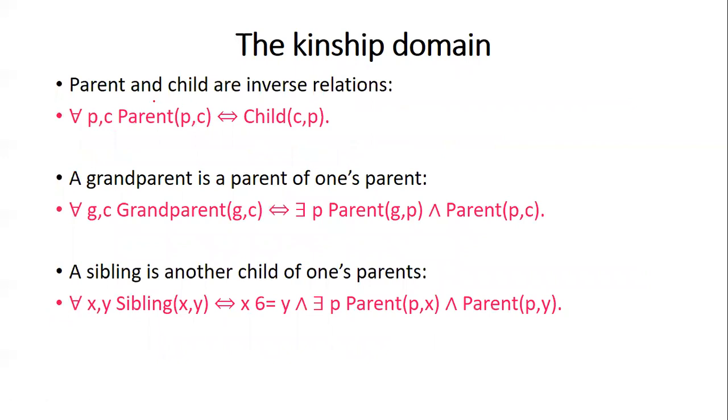And here is another example. Parent and child are inverse relations. That is, if P is the parent of C, then C is the child of P. So for all P, C, parent of P comma C, which means P is the parent of C, is equivalent to saying that C is the child of P. Right? So this statement can be represented in first order logic like this.